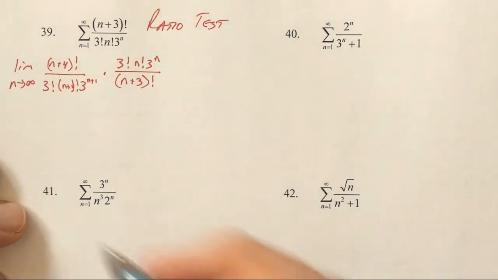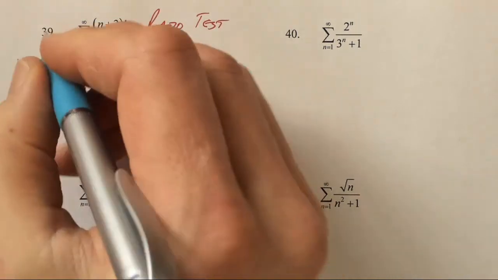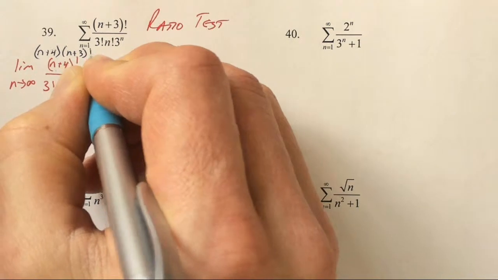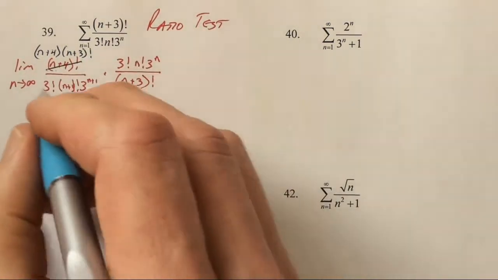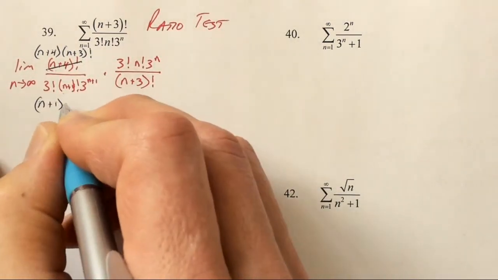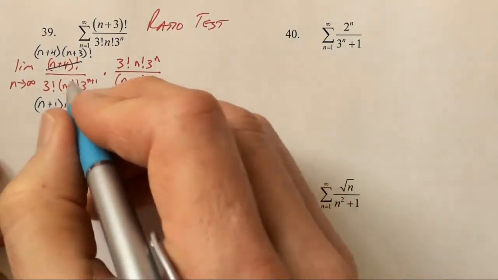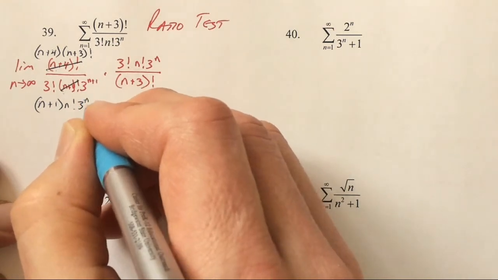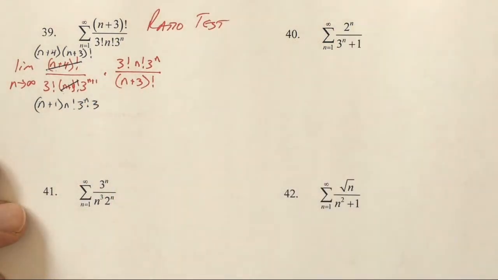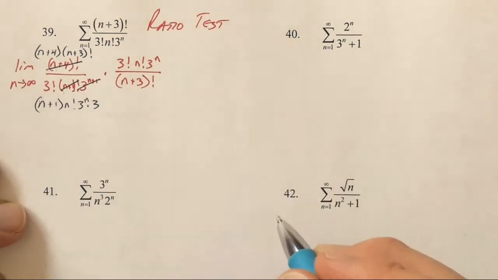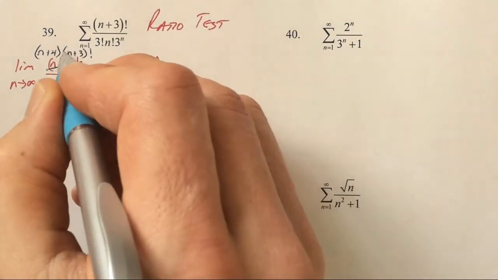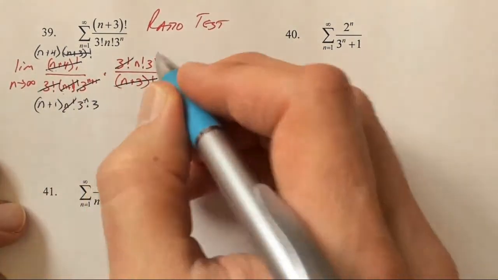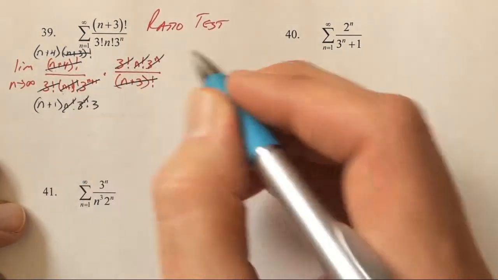All right, so doing some rewrites, as far as (n plus 4) factorial, we know that's n plus 4 times (n plus 3) factorial. We know (n plus 1) factorial is n plus 1 times n factorial. And we know that 3 to the n plus 1 is the same thing as 3 to the n times 3. This allows us to cross out a lot of material. We've got the (n plus 3) factorials that are gone. We've got the 3 factorials which are gone. We've got the n factorials which are gone, and we have the 3 to the n's which are gone.